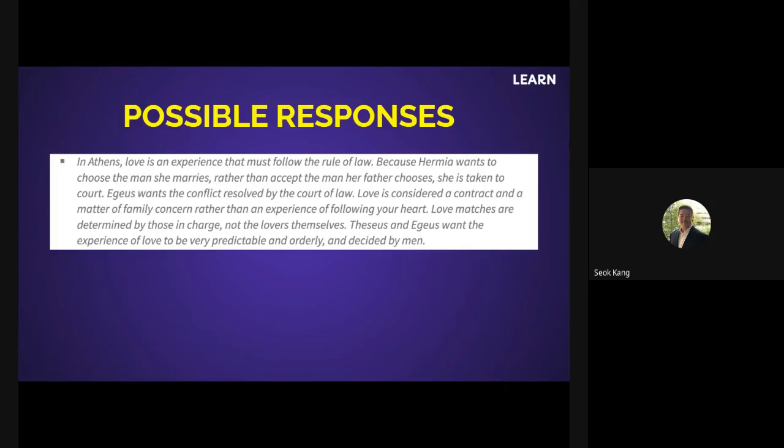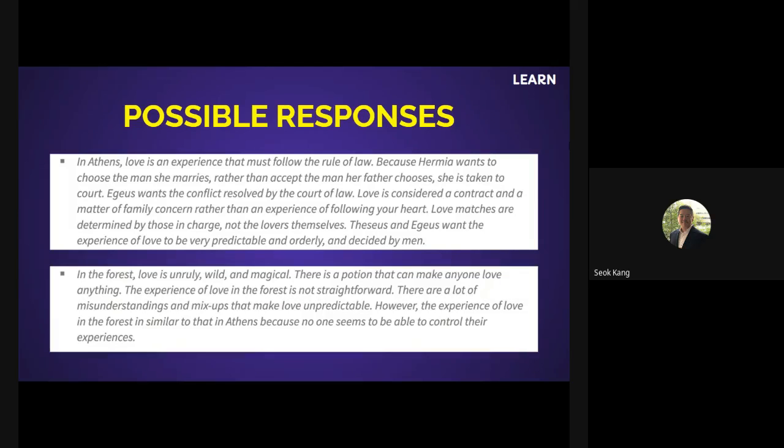Love is considered a contract and a matter of family concern rather than the experience of following your heart and choosing who you get to love. Love matches are determined by those in charge, not the lovers themselves. So Theseus and Aegeus want the experience of love to be very predictable and orderly and decided by men. They are the heads, the people with all the power, and they decide that love shouldn't be random. Love shouldn't be crazy. Love should be followed by rules and laws. It should be put in these little categories, right?